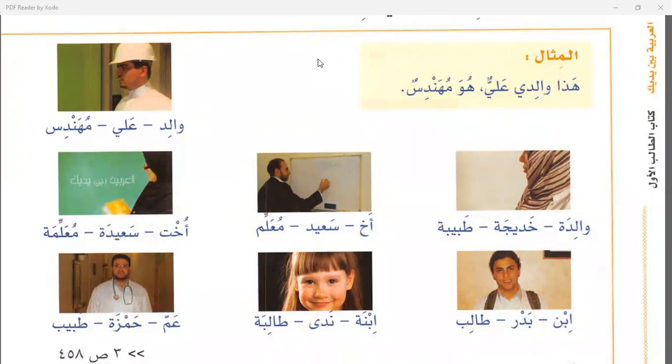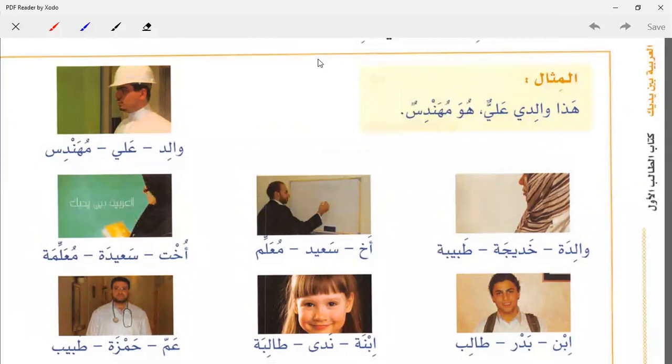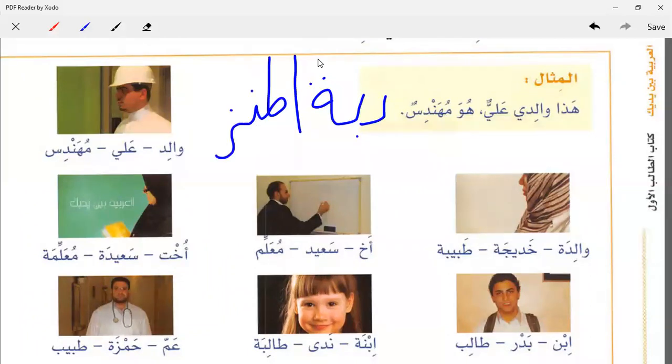Hadhihi ukhti Aisha. Here, I don't know what housewife is. Rabbat al-manzil. Let me write it for you. Rabbat al-manzil means housewife, and its literal translation is queen of the house. So, hadhihi ukhti Aisha hiya rabbat al-manzil.